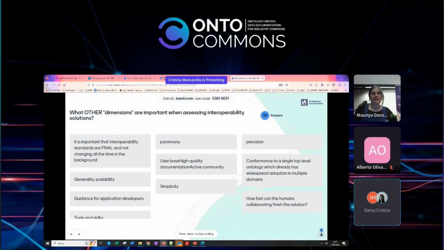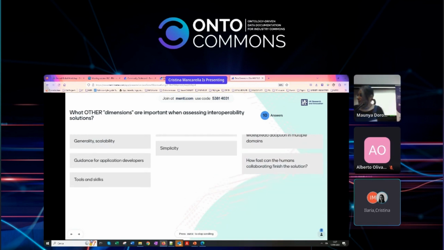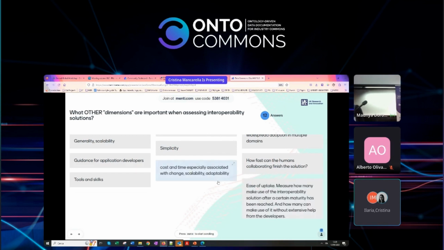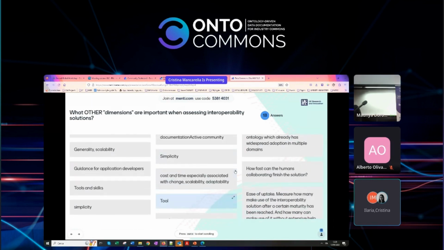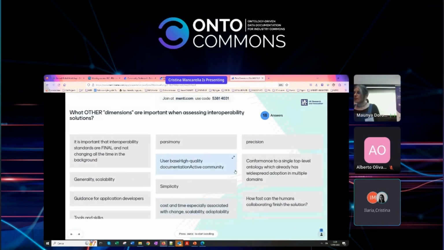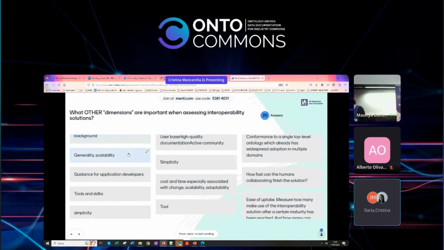So parsimony, I hope I didn't influence the audience. Then we have precision. Can I scroll? Yes, the scalability is really important. Yeah, ease of uptake. I just wanted to scroll across the solutions. So it is important that interoperability standards are final and not changing. Yes, so for example, you have versioning stability. We could have something like this.